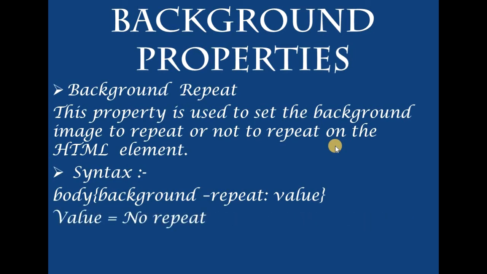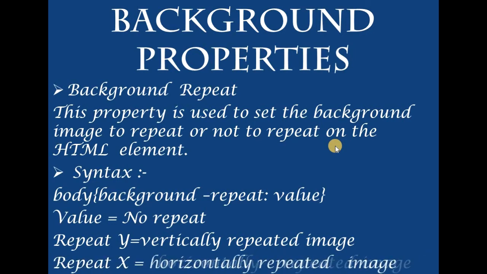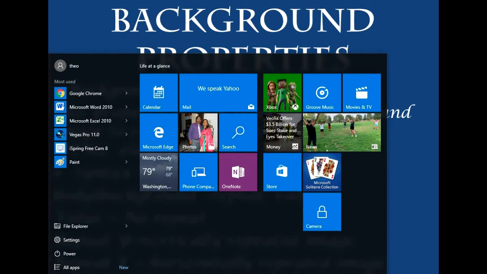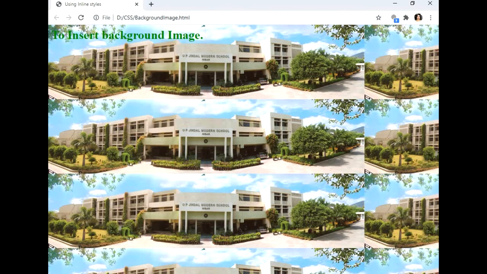Value is no-repeat. The next value is repeat-y, that is, the image will be vertically repeated. The next one is repeat-x, the image will be repeated horizontally. Let's see an example now. So students, here the image is repeated.